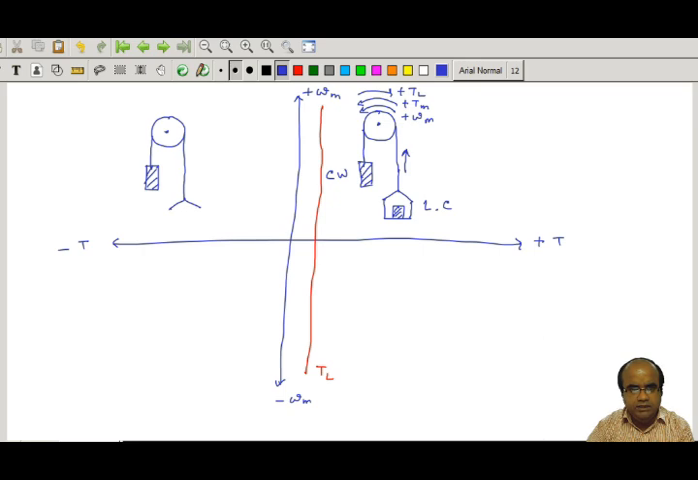But the cage is empty. No load is associated with the cage. But motor direction is still in the same direction, omega. This is plus omega m. Okay. But load torque is in this direction. This is the direction of the load torque, and motor torque will be opposite to the load torque.